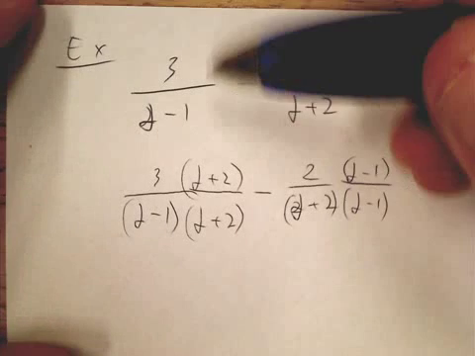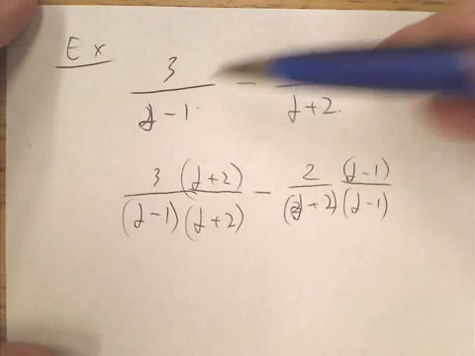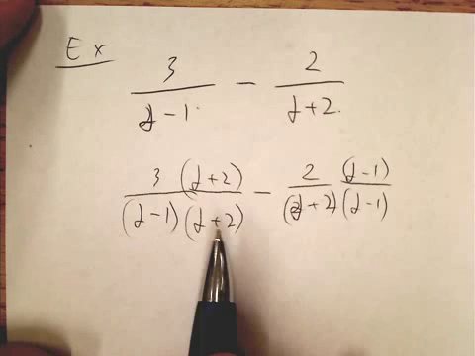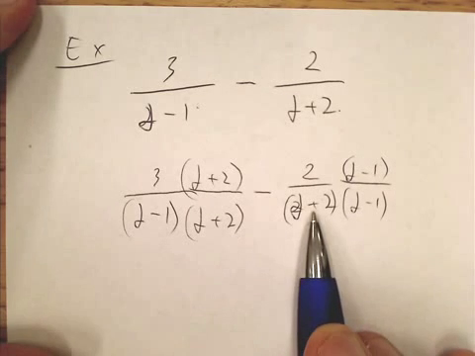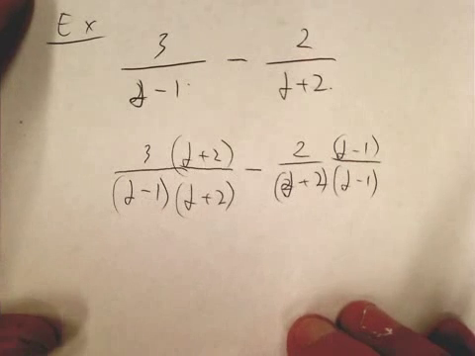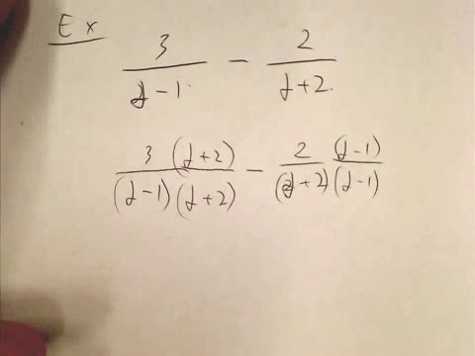Okay, so basically I took this fraction times this denominator and this fraction times this denominator. Now you can see I have a common denominator. The common denominator is d minus 1 and d plus 2. I don't know what d minus 1 and d plus 2 are. There's some numbers depending on what d is. So if I just multiply them together, I'll have a common denominator.